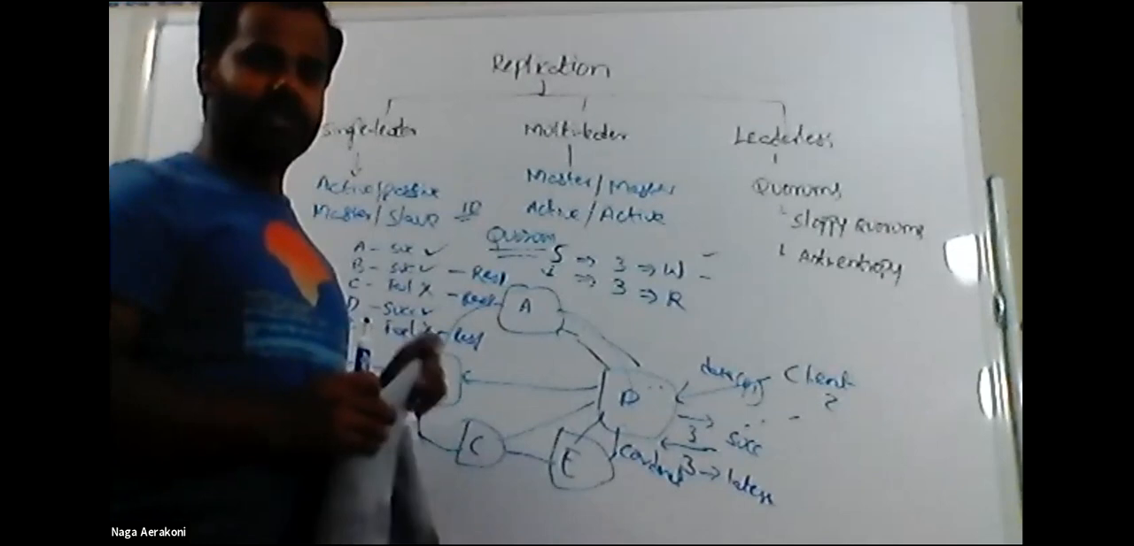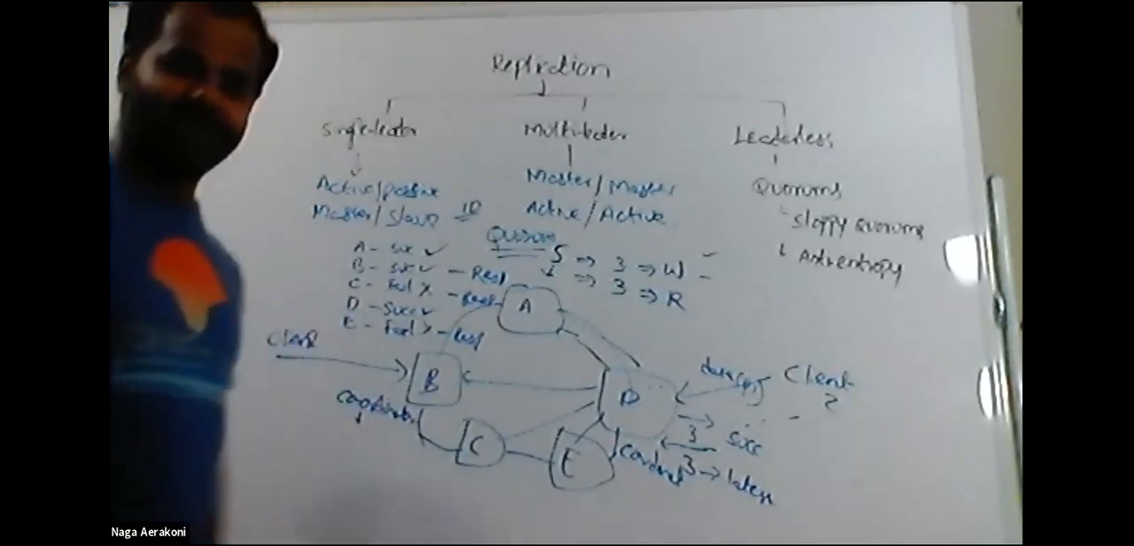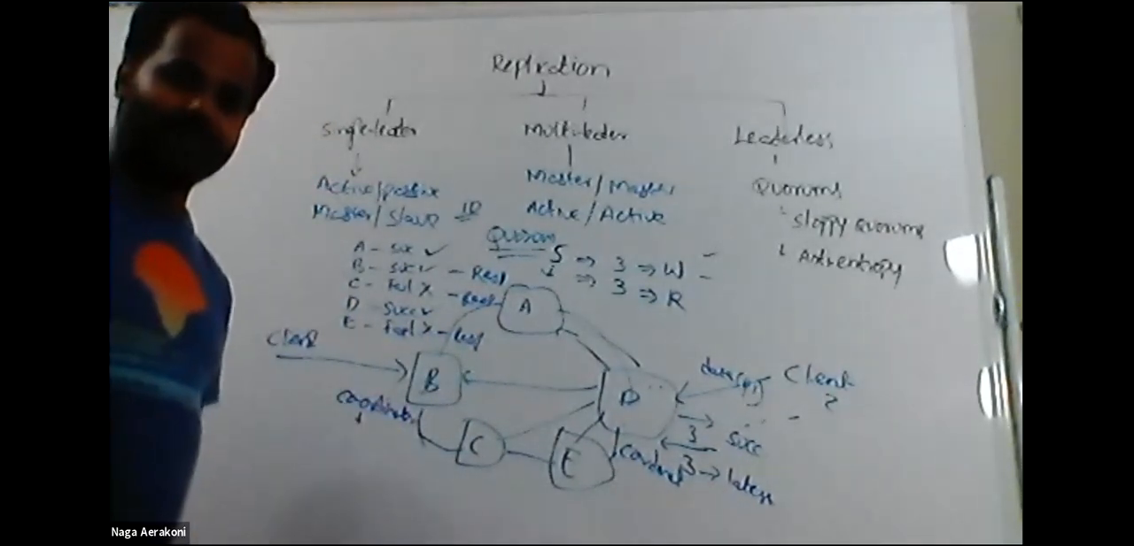So, any questions on this quorum concept? I don't know if I made sense. How does it know it? How does it determine which one is the latest data? Because there's no global clock.